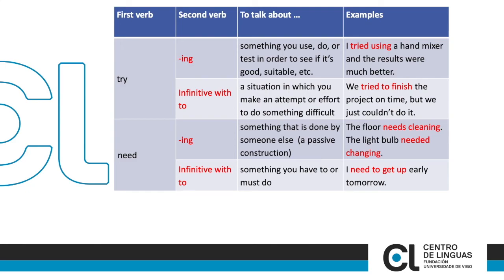And then finally, we have the verb need. Need plus verb plus ing is a passive construction. We can say the floor needs cleaning or the light bulb needed changing. We don't know who the agent is. We don't know who is going to clean the floor. That's why it's passive voice.